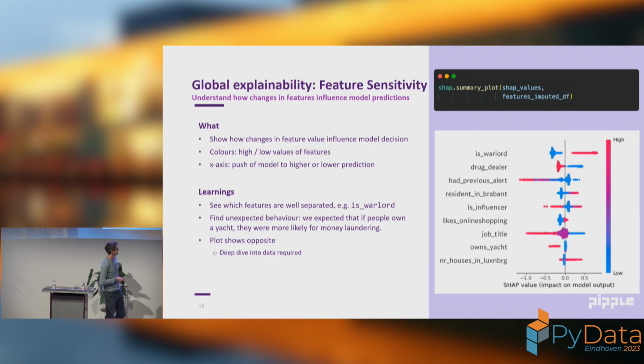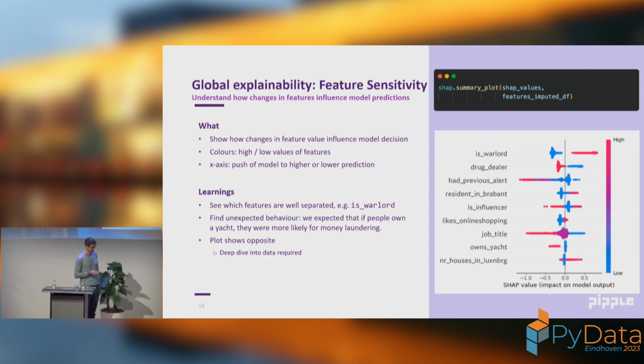Depending on the feature. One thing that we learned, which surprised us, if you look at the owns yacht feature, you can see that if someone owns a yacht, so red color, it's actually more likely that he's not a money launderer because it pushes the model towards the left. And if he does not own a yacht, he's more likely to be a money launderer. So it's kind of against the initial thoughts we had from the data and discussions with data experts, which led us in the end to remove this feature until we understand the data better and can make more sense of it.